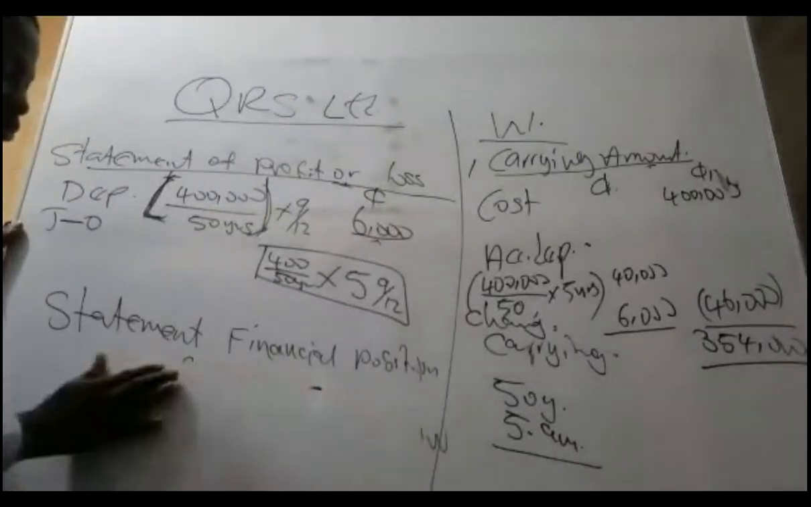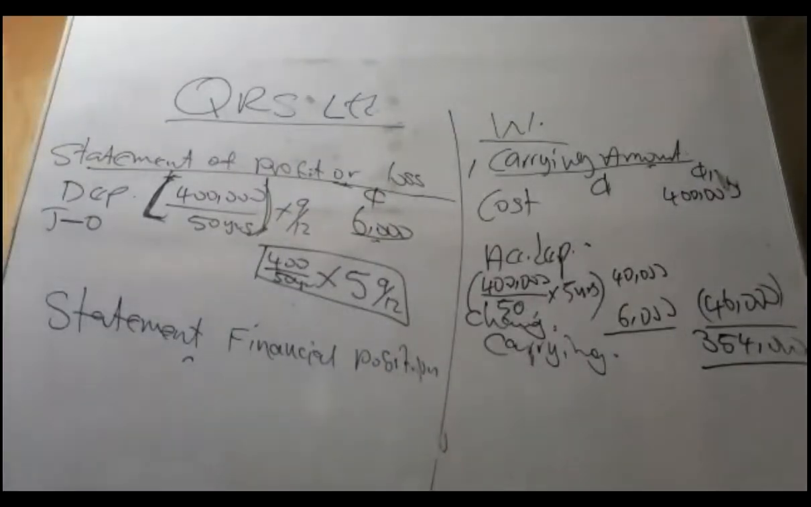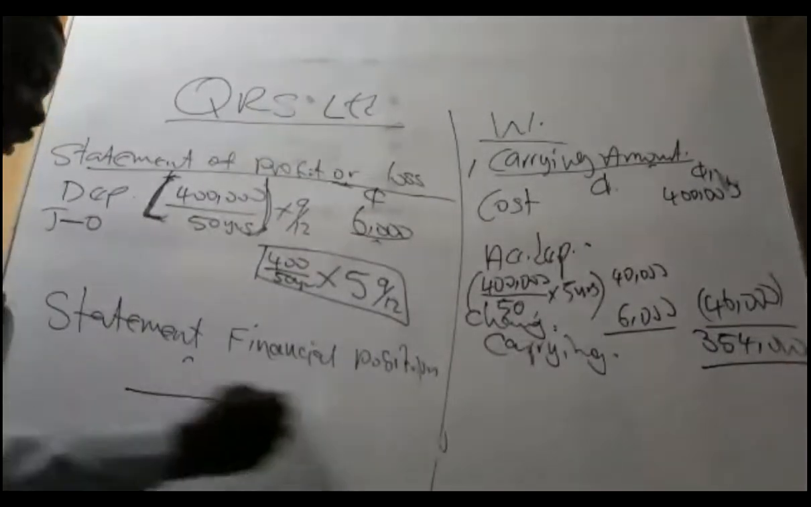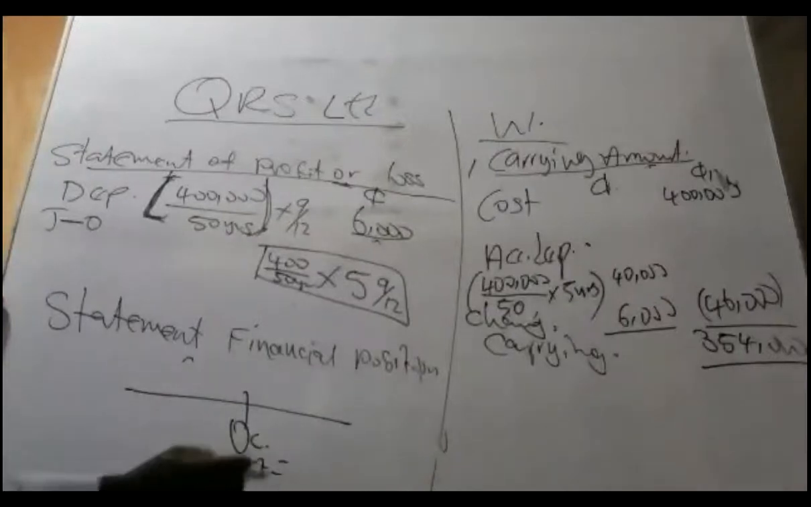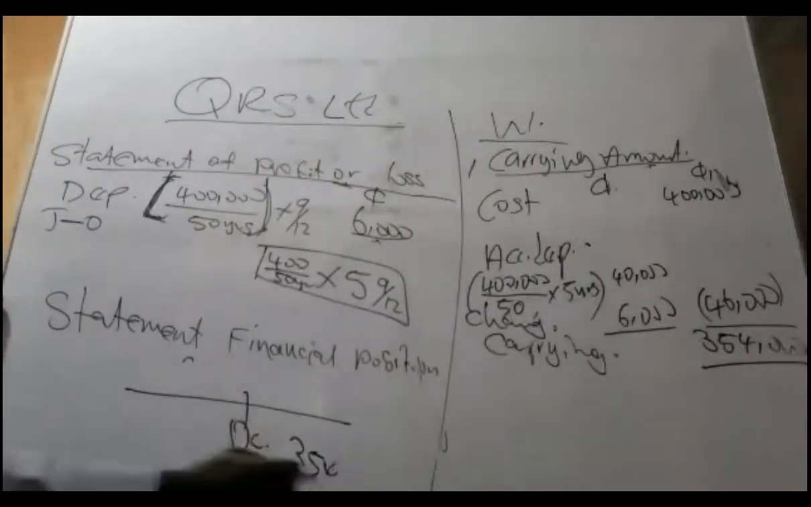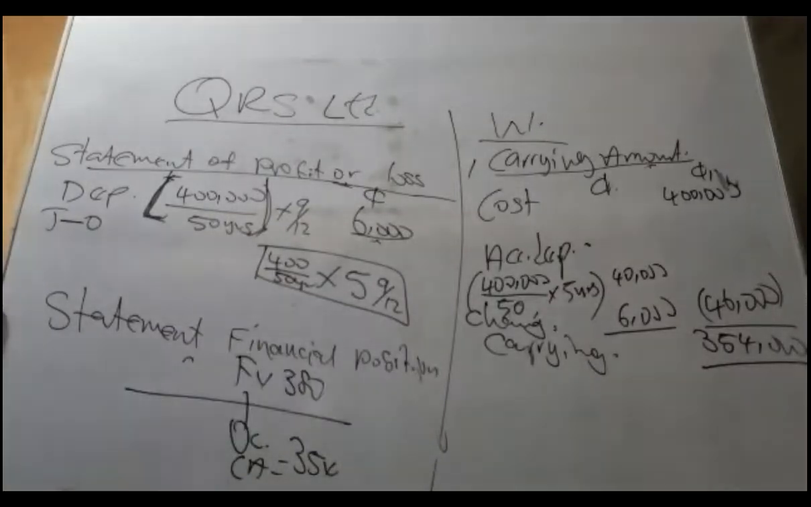Now let's proceed to the revaluation gain or loss. So here we'll look at the revaluation gain at the date of transfer. At the date of transfer, October, the carrying amount of the asset is 354. But the fair value as at that date was what? 380. So is there any gain or loss?